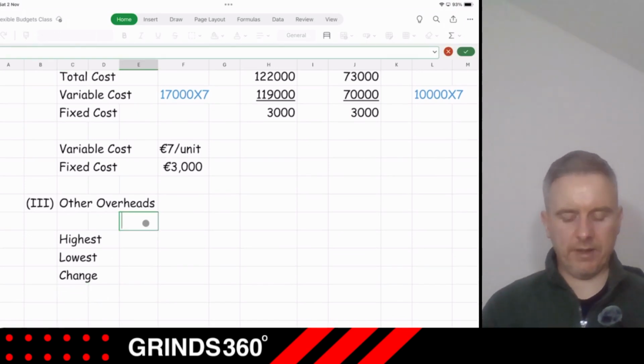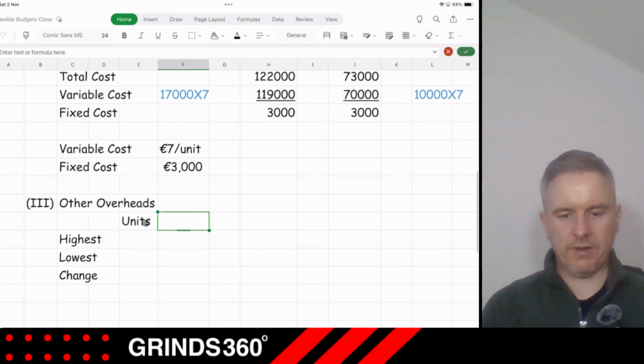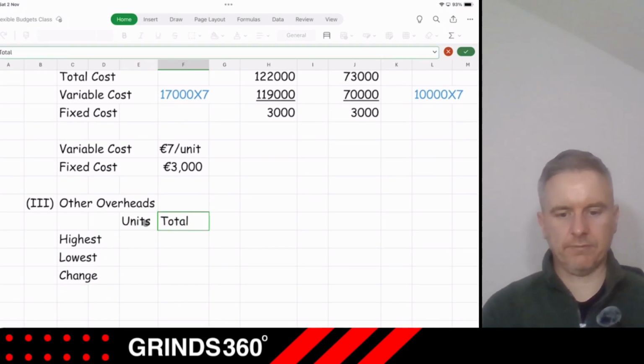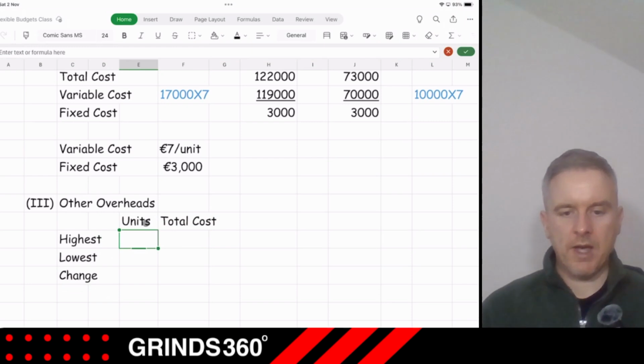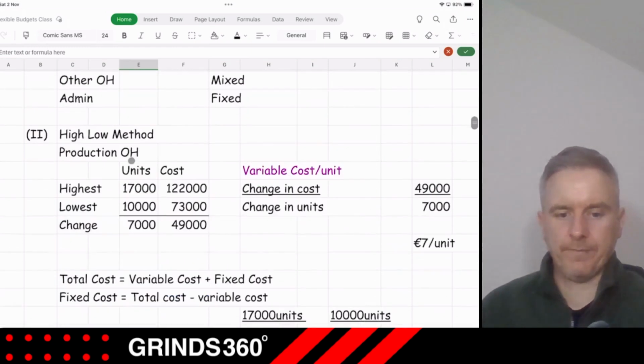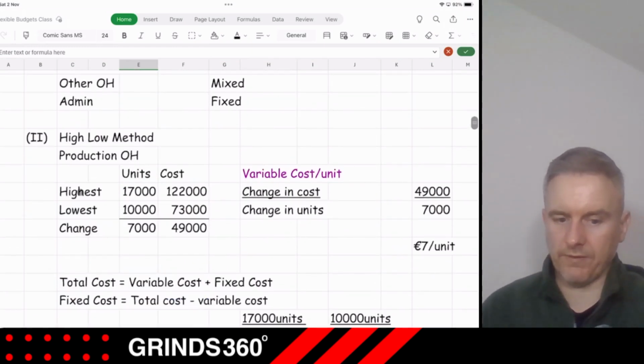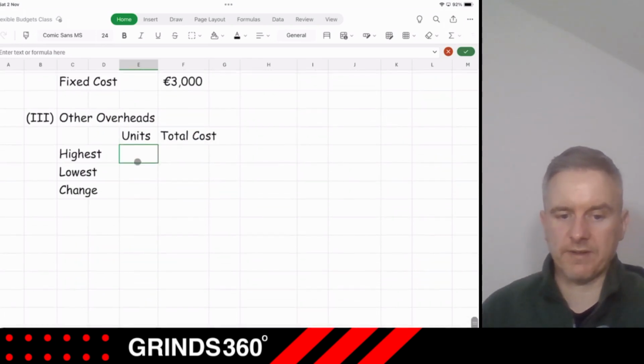What am I getting the highest of? The units, and then the total cost, or the relevant cost, the corresponding cost. So this time it's other overheads. And then just go back up and check. Is that what we did? So we have highest, lowest, change, units, and the total cost, or the cost, okay? And it's for our other overheads this time.